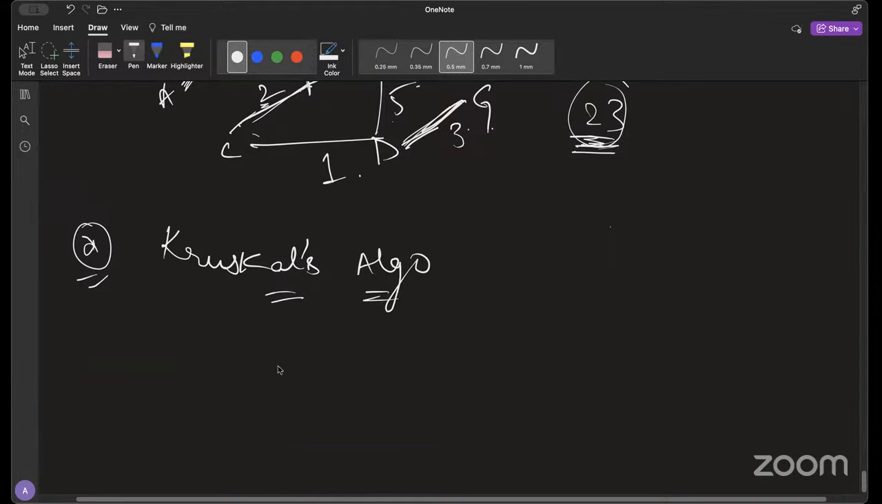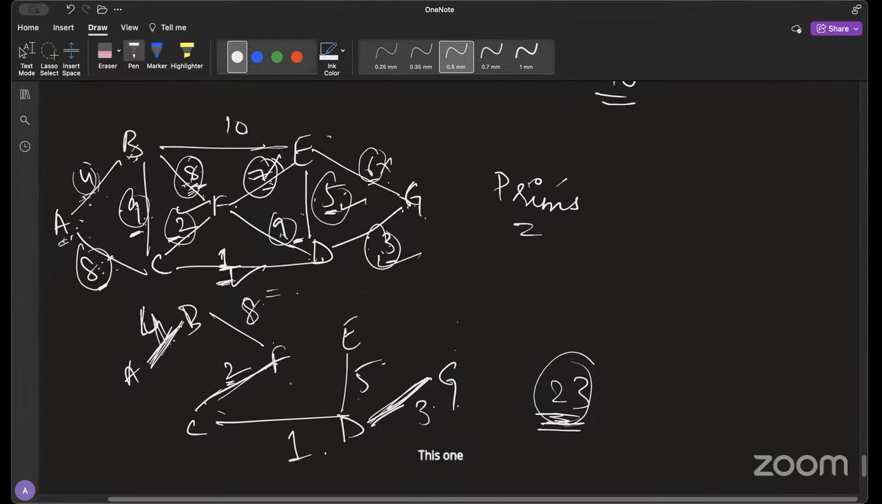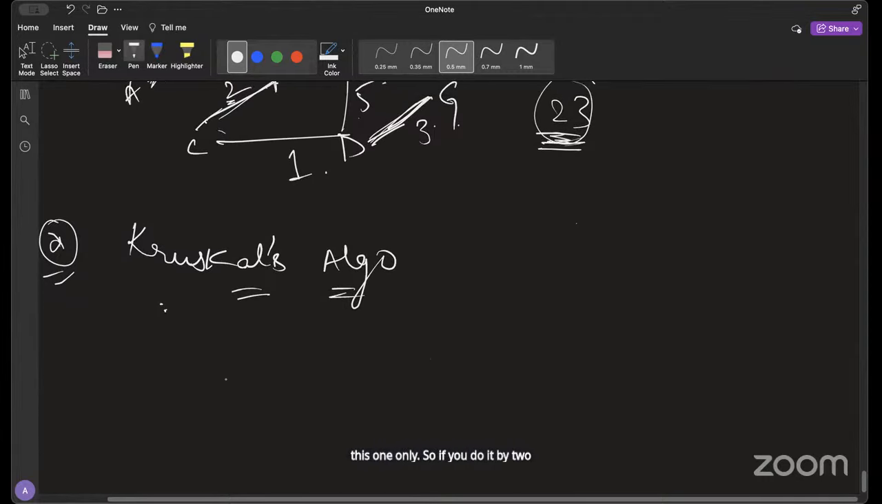Okay. So for Kruskal's algorithm, what you do is, let's just draw the same tree here, this one only. So if you do it by Kruskal's method, what you will get is, let me just draw the tree first.